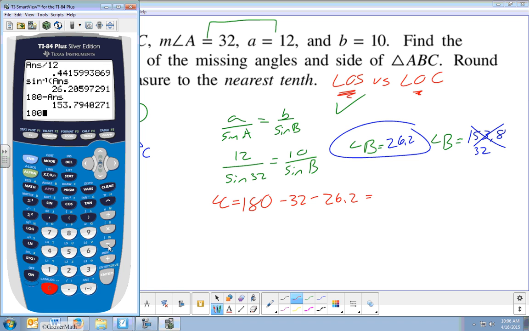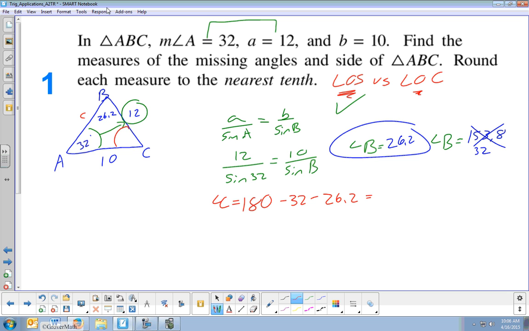So 180 minus the 32 I know I have minus 26.2 equals 121.8. So that's going to be our angle C, 121.8. All right, last thing I need is side C.